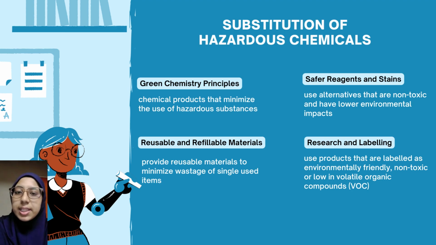So first for the green chemistry principle. For this principle, we will use the chemical products that minimize the use of hazardous substance. So this principle aim to design a chemical process and products that minimize hazard, reduce the waste, and more sustainable to the environmental impact.